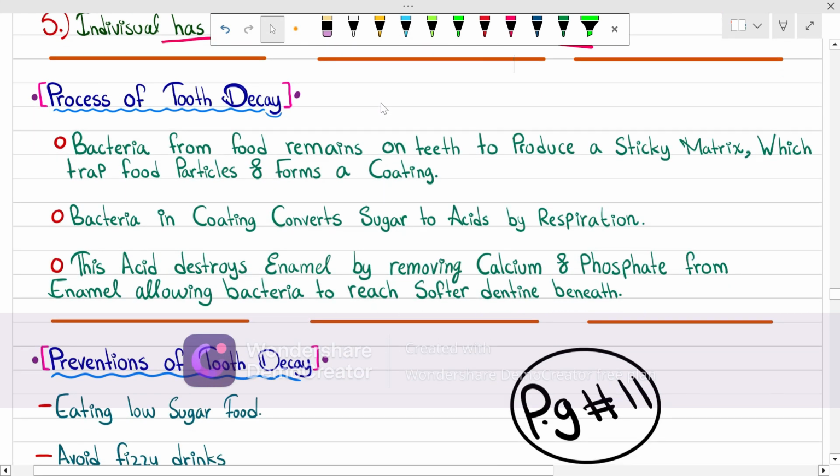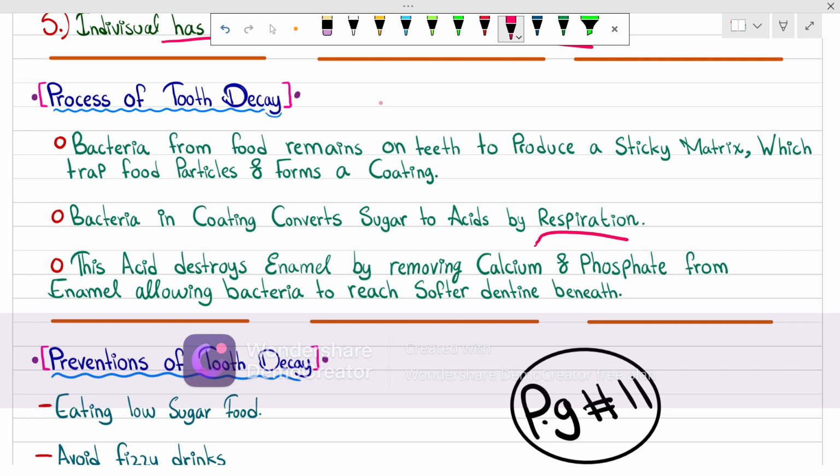Process of tooth decay. During tooth decay, bacteria from food remains on teeth to produce a sticky matrix. So, of course, all food contains bacteria. This bacteria remains on the teeth and produces a sticky matrix. This matrix traps food particles and forms a coating on the teeth. This coating converts the sugar in our mouth into acids by respiration.